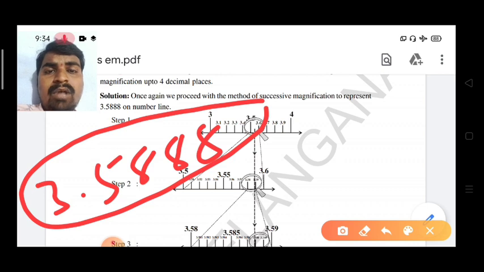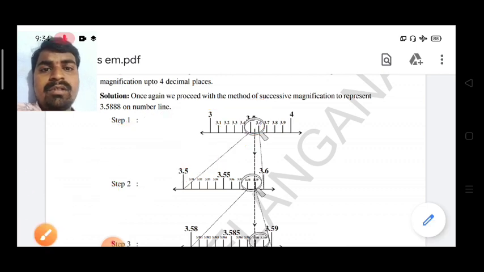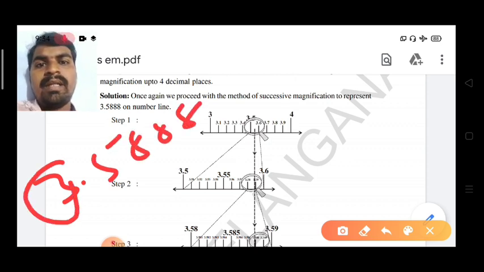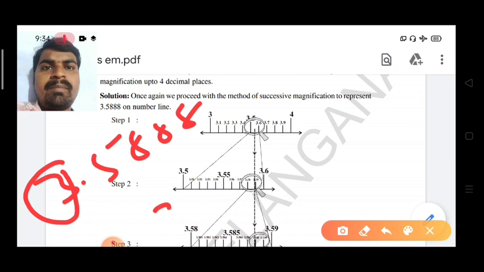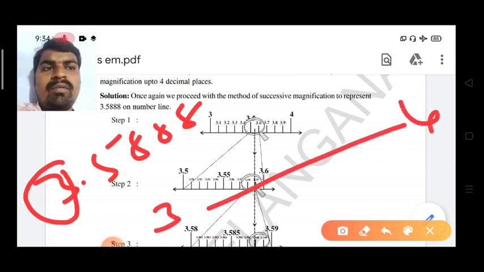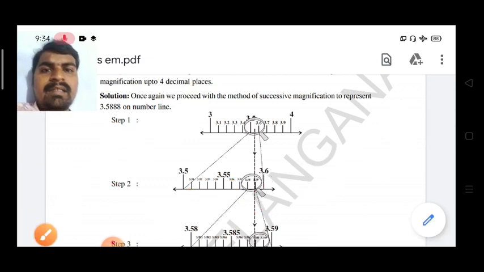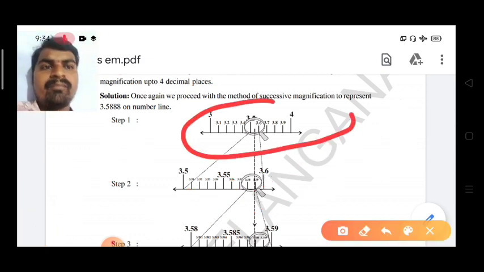So how to start, you know very well. First of all you concentrate on the whole number. 3.5888 is there. So what is the whole number here? 3. So write the numbers between 3 and 4. You know the number line very well. 3.1, 3.2 up to 3.9. That is the first step you observe in the diagram. Between 3 and 4 you observe 3.1, 3.2, 3.3, 3.4, 3.5, 3.6, 3.7, 3.8, 3.9. It is the first step.